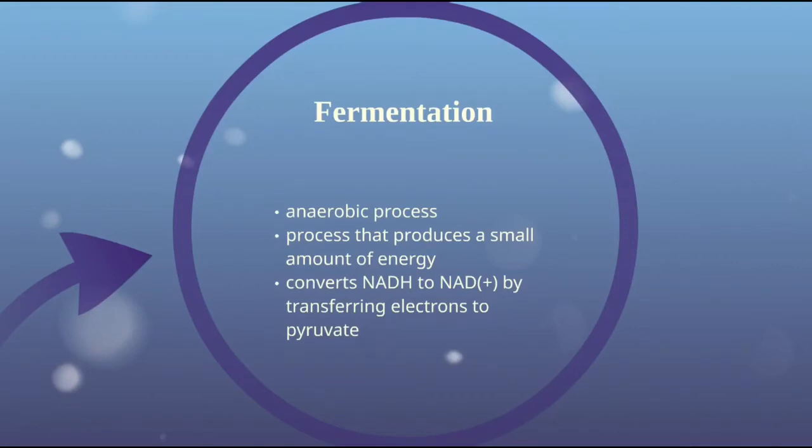It converts NADH to NAD by transferring electrons to pyruvate. It generates ATP as long as there is an adequate supply of NAD to accept the electrons. The anaerobic bacterium that causes botulism relies solely on this process for energy.